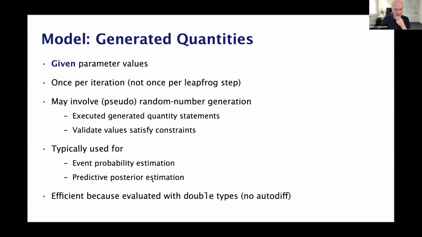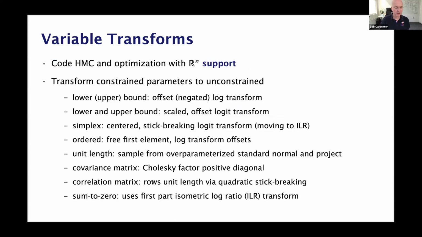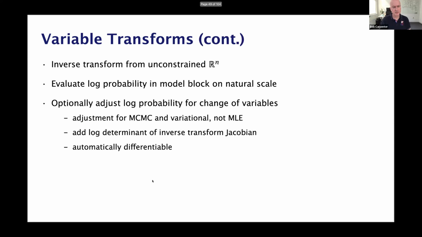And then generated quantities, as I said, is used for event probability estimation and posterior prediction, and it's very fast compared to everything else. These are the different transformed parameters that we have. We have lower and upper bounds, simplexes, ordered vectors, unit length parameters, covariance and correlation matrices, and Cholesky factors of these as well. We also have sum-to-zero constraints, which we just added in the most recent release. Oh, and we added left and right stochastic matrices in the recent release too.